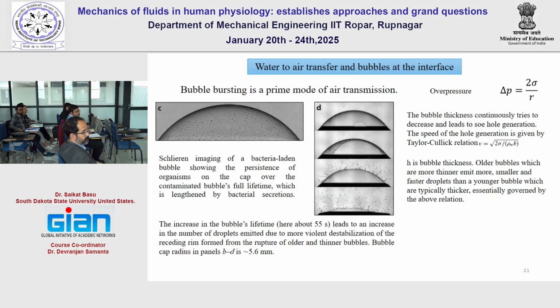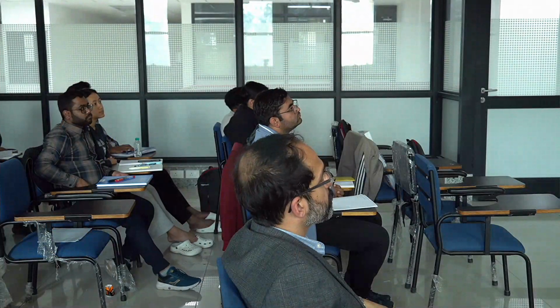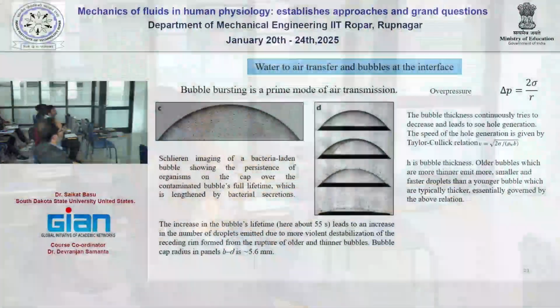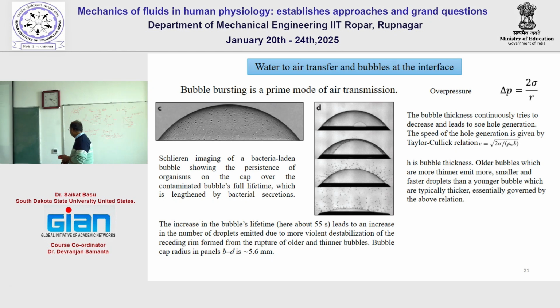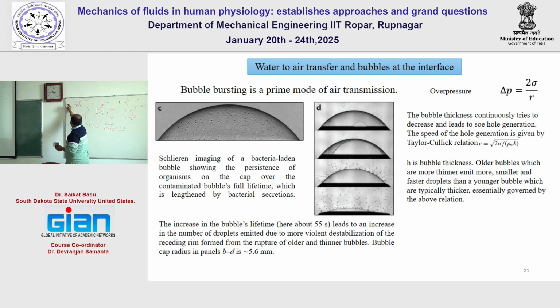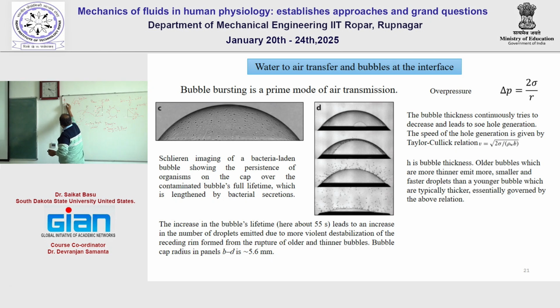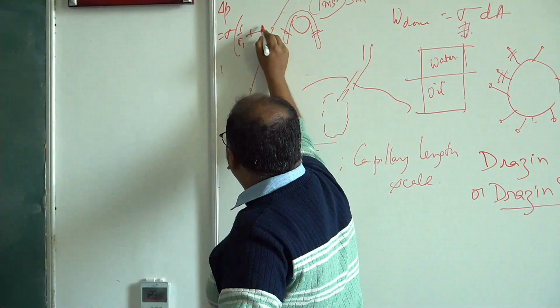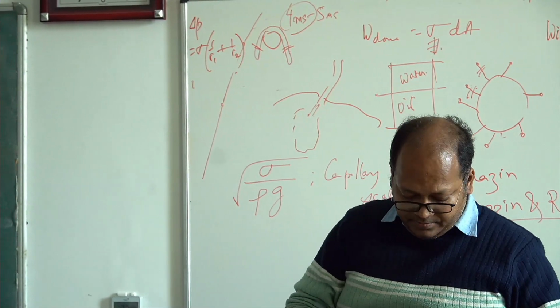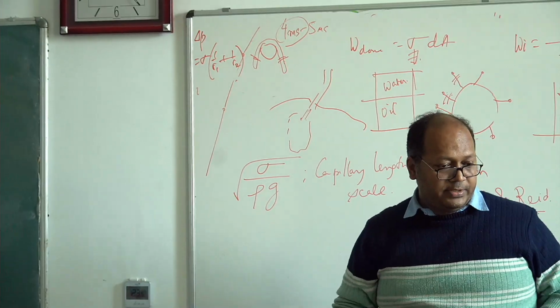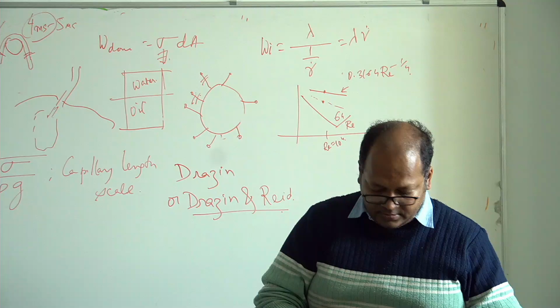So for bubbles, you know from the Young-Laplace equation, there is delta P equal to 2 sigma by r. This can be readily explained if you know the Young-Laplace equation, which is delta P equal to sigma (1/r1 + 1/r2). For hemispherical, r1 and r2 will be the same. So the pressure will be delta P equal to sigma by r.